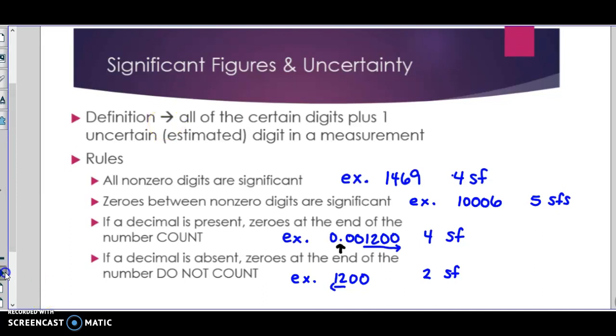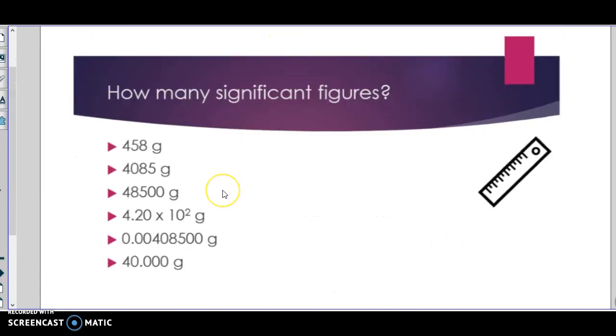Let's do some practice. Please pause the video and determine how many significant figures each of these numbers has. Now let's check your answers. My thought is the first 3 were probably okay. This one might have thrown you for a little bit of a loop, as well as this one.